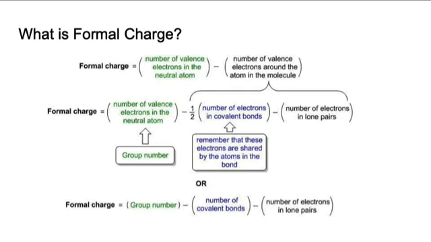So we can calculate the formal charge on an atom by taking the number of valence electrons, so the group number, and subtracting off 1/2 the number of electrons in a covalent bond that is attached to that atom, and then subtract off the number of electrons involved in lone pairs that are on that atom. A more simplified way of thinking about it is formal charge is group number minus the number of covalent bonds minus the number of electrons in lone pairs.